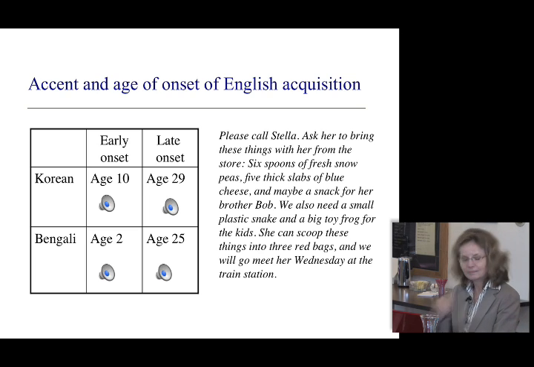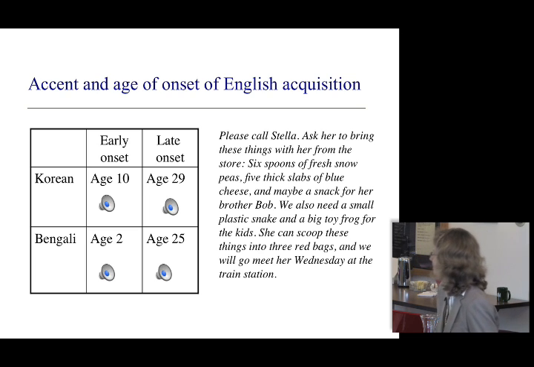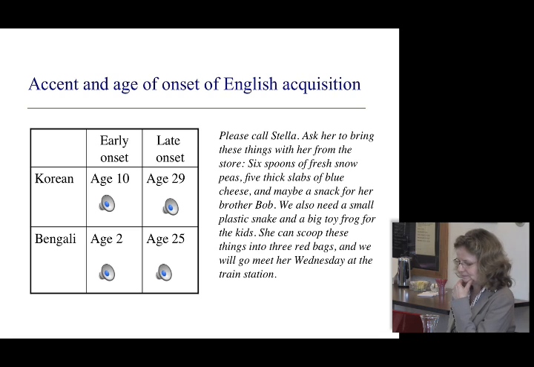Please call Stella. Ask her to bring these things with her from the store. 6 spoons of fresh snow peas, 5 thick slabs of blue cheese, and maybe a snack for her brother Bob.